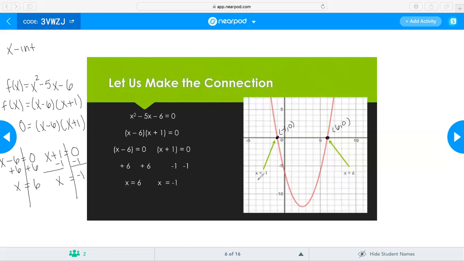So the big thing I want you to grab is how the factors can give you the x-intercepts. Because on the x-intercepts the y value is 0, I can plug in 0 for y, set both of my factors equal to 0, and solve for x to find my x-intercepts. So this is how I get both of my x-intercepts.